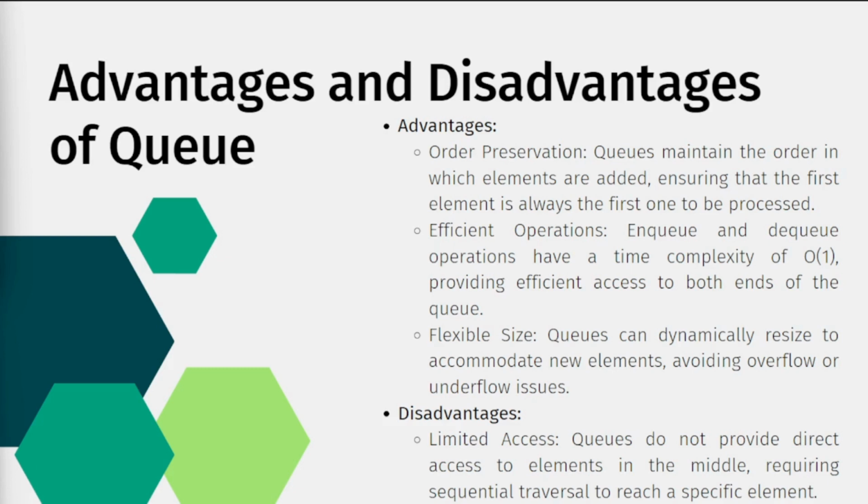Flexible size. Queues can dynamically resize to accommodate new elements, avoiding overflow and underflow issues. There is one disadvantage of queue. What is it? The limited access. Queues do not provide direct access to the elements in the middle, requiring sequential traversal to reach a specific element.